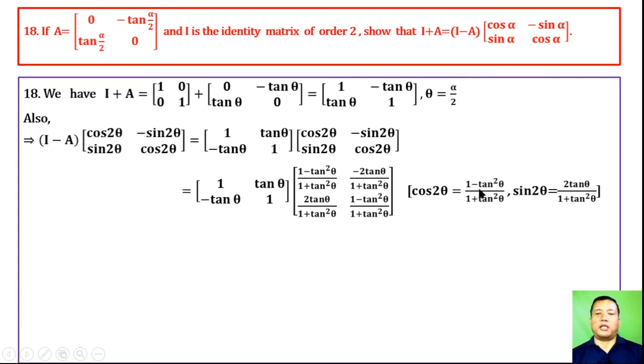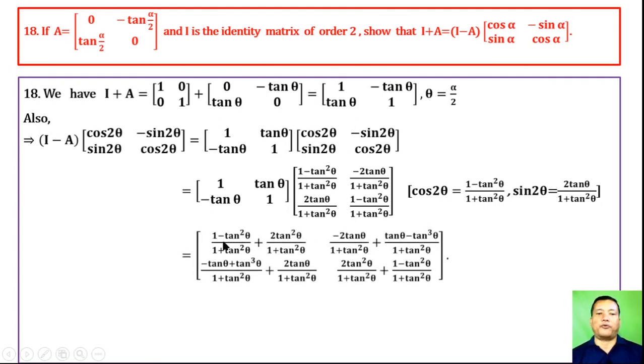Cos twice theta in terms of tan theta, sin twice theta in terms of tan theta. Substituting the values, we multiply the first row by the first column and sum up, we get this. First row by the second column, corresponding terms multiplied and summed up, we get this. Second row by the first column, we get this. Second row by the second column, multiplied and summed up, we get this.